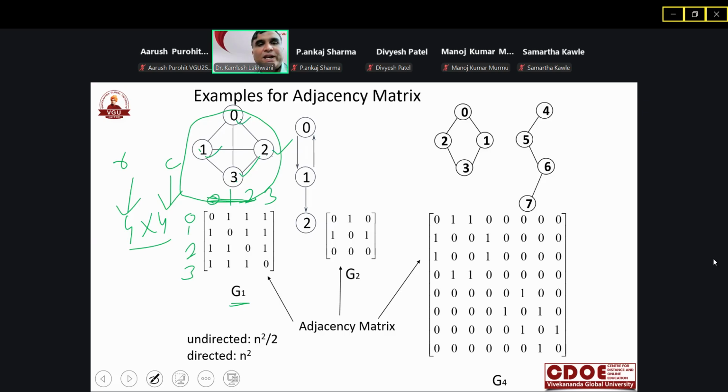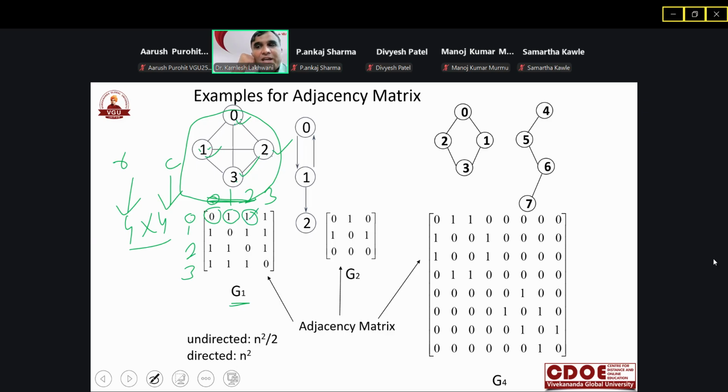Is there any edge between 0 to 0? No, there is no edge between 0 to 0. So we are writing 0 here. Is there any edge between 0 to 1? Yes, between 0 to 1, there is an edge. So we put 1. Is there any edge between 0 to 2? Yes. So between 0 to 2, there is an edge. So we are writing 1 here.